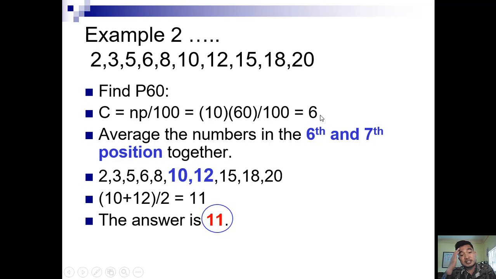Whole number siya. Tama? Whole number ang nakuha natin. So, kukunin natin yung average ng pang 6 at ng pang 7. Alin ang pang 6? 1, 2, 3, 4, 5, 6. So, that's 10. And then yung pang 7 ay 12. We get the average of 10 and 12. 10 plus 12 is 22 divided by 2 is 11. That is why the answer is 11. Our 60th percentile is 11. Ganyan yung ginagawa natin kapag whole number ang nakuha.